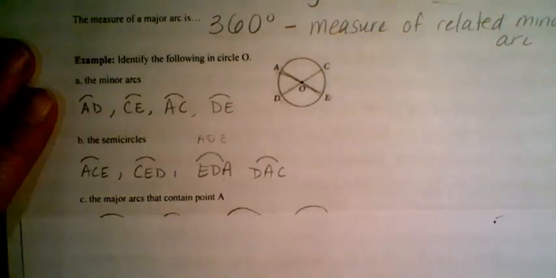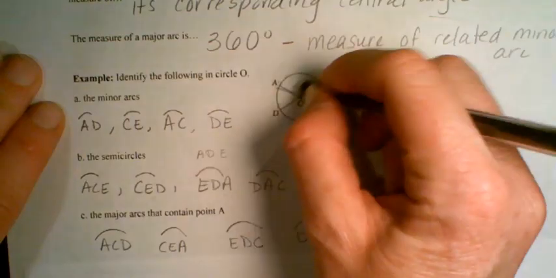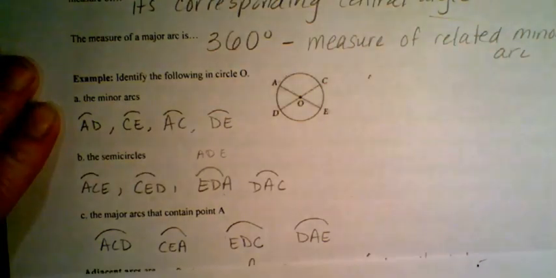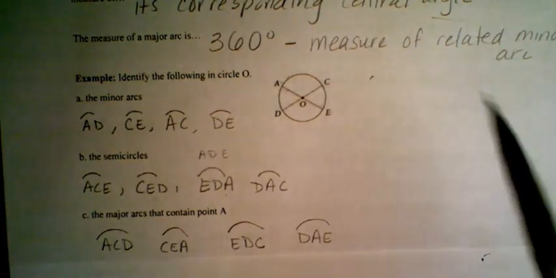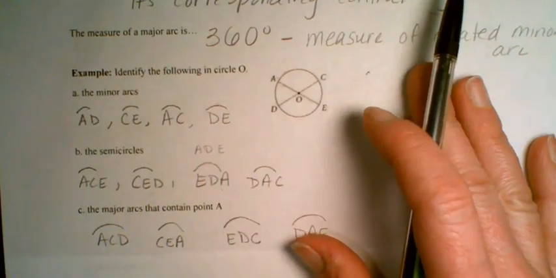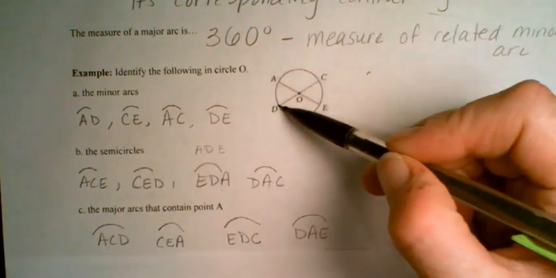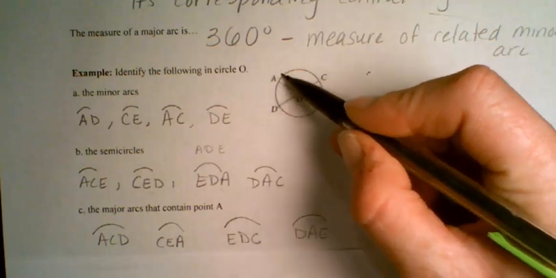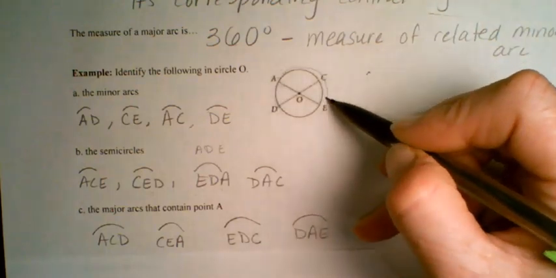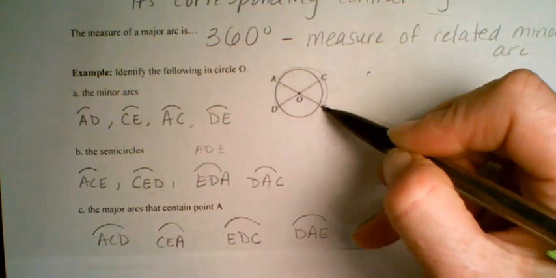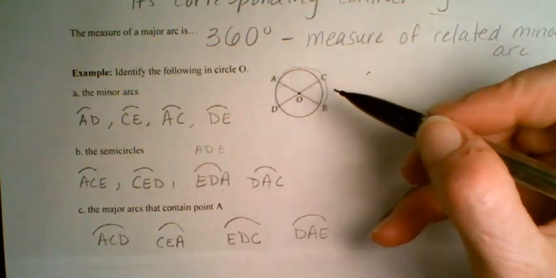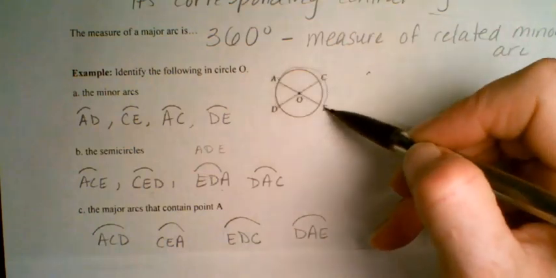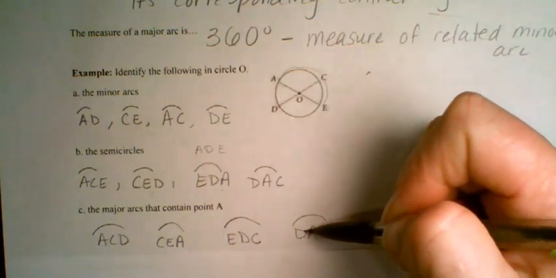All right, now we're moving on to the major arcs. These are the ones that are bigger than a semicircle, and we're looking for the ones that contain point A. So we could go from D to A to C to E. That would be D, A, E right here.